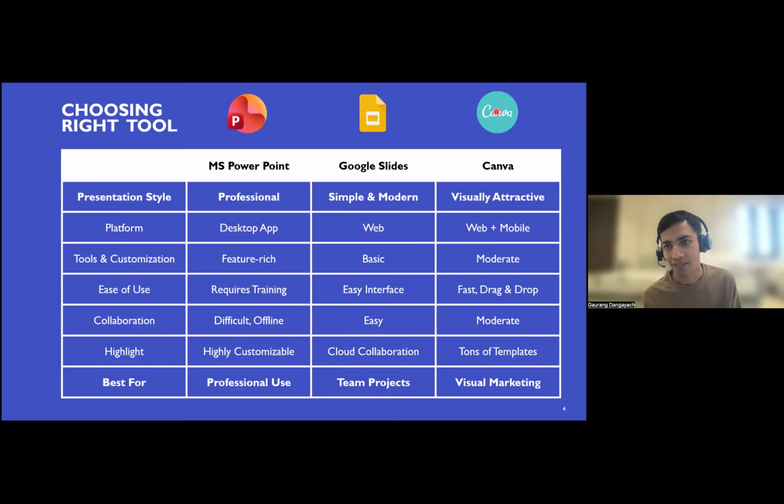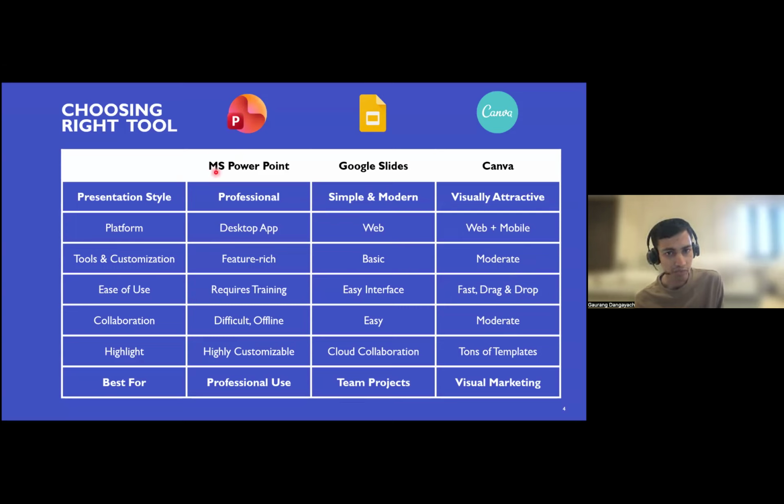Then you talk about Canva. Canva is specially famous for its visually attractive presentations. It is also easy to use. It has drag and drop options. It is visually attractive, and like Google Slides, it is also on the cloud.